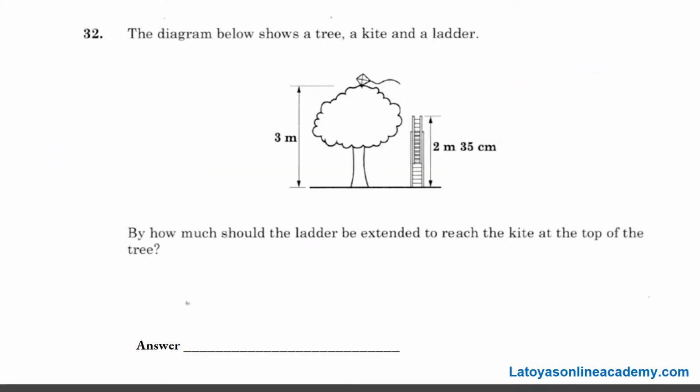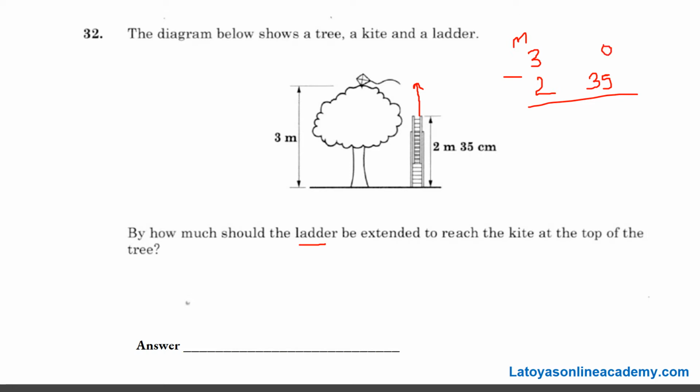Question 32. The diagram below shows a tree, a kite, and a ladder. The question is asking us, by how much should the ladder be extended to reach the kite at the top of the tree? They're basically asking us to find the difference from here to here. They're asking us to find the difference. They're asking us to subtract. We have the height of the tree, which is 3 meters, and we have the ladder, which is 2 meters and 35 centimeters. So all we're going to do is subtract.